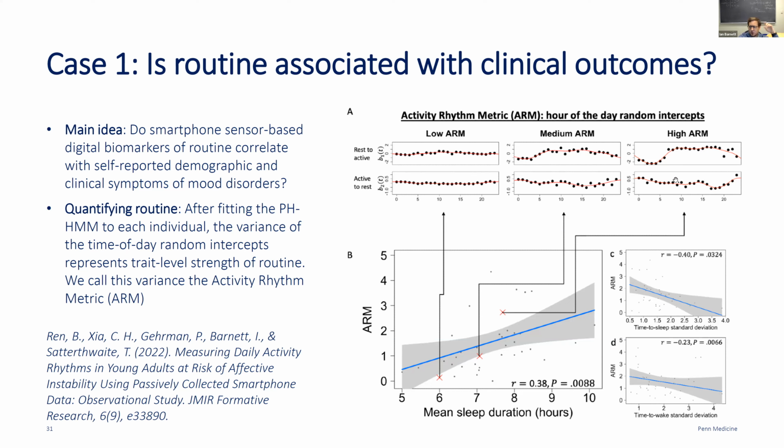And this is someone who scored high on the metric. They have high variability over the course of the day. That means they have a stronger routine. They are definitely using their phone way less in these nighttime hours and using their phone more in the morning. Now over here, this is an example of someone with a low ARM.